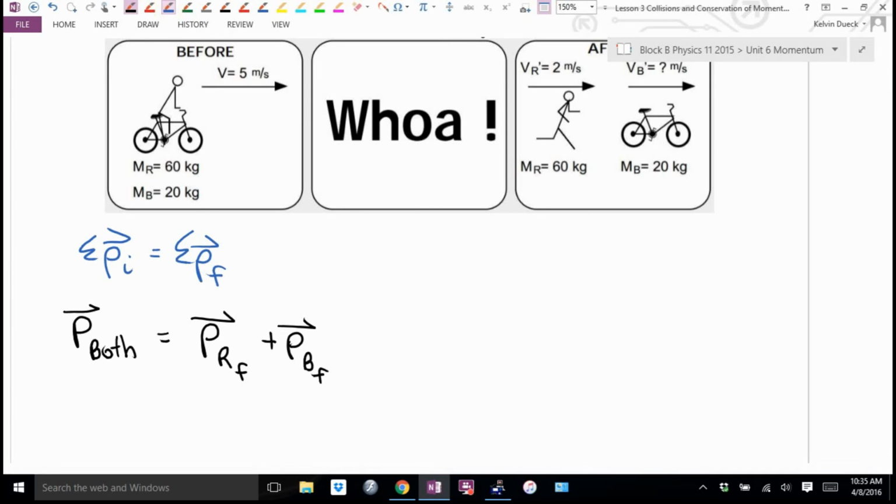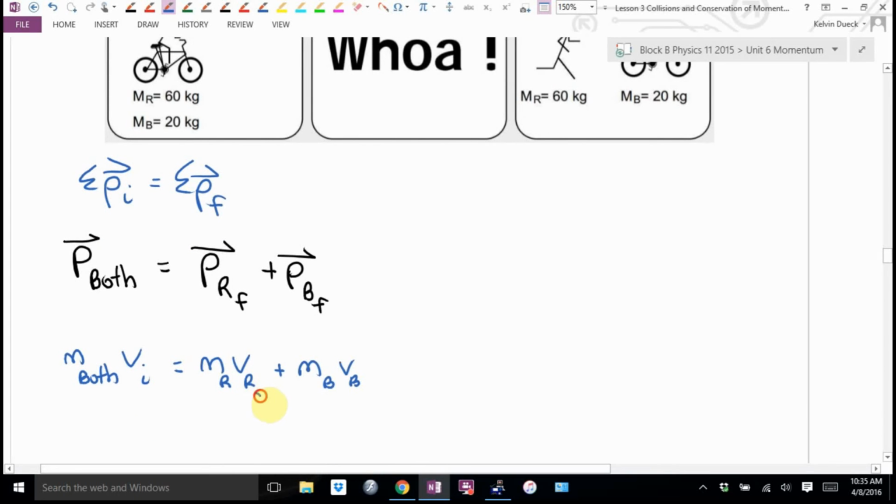Braden, momentum is what times what? Mass times acceleration is force. Mass times velocity is momentum. So this is going to be the mass of both, velocity initial, equals the mass of the rider, velocity of the rider, plus the mass of the bike, velocity of the bike, and I guess technically both of these are finals.